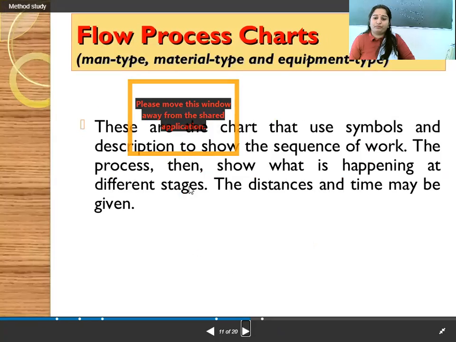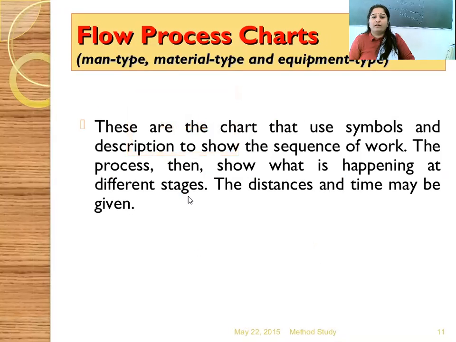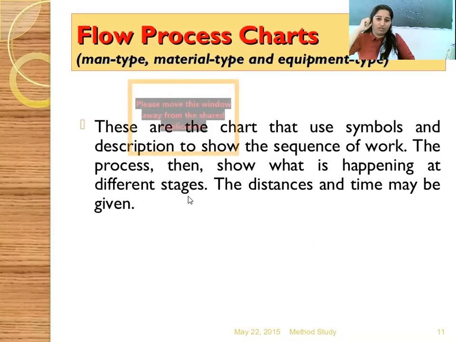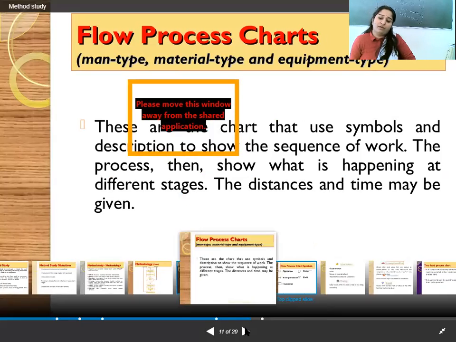Now, the flow process chart is of man type, material type, and equipment type. These charts use symbols to describe the sequence of the work and process, and show what is happening at the different stages. The distance and time may be given.